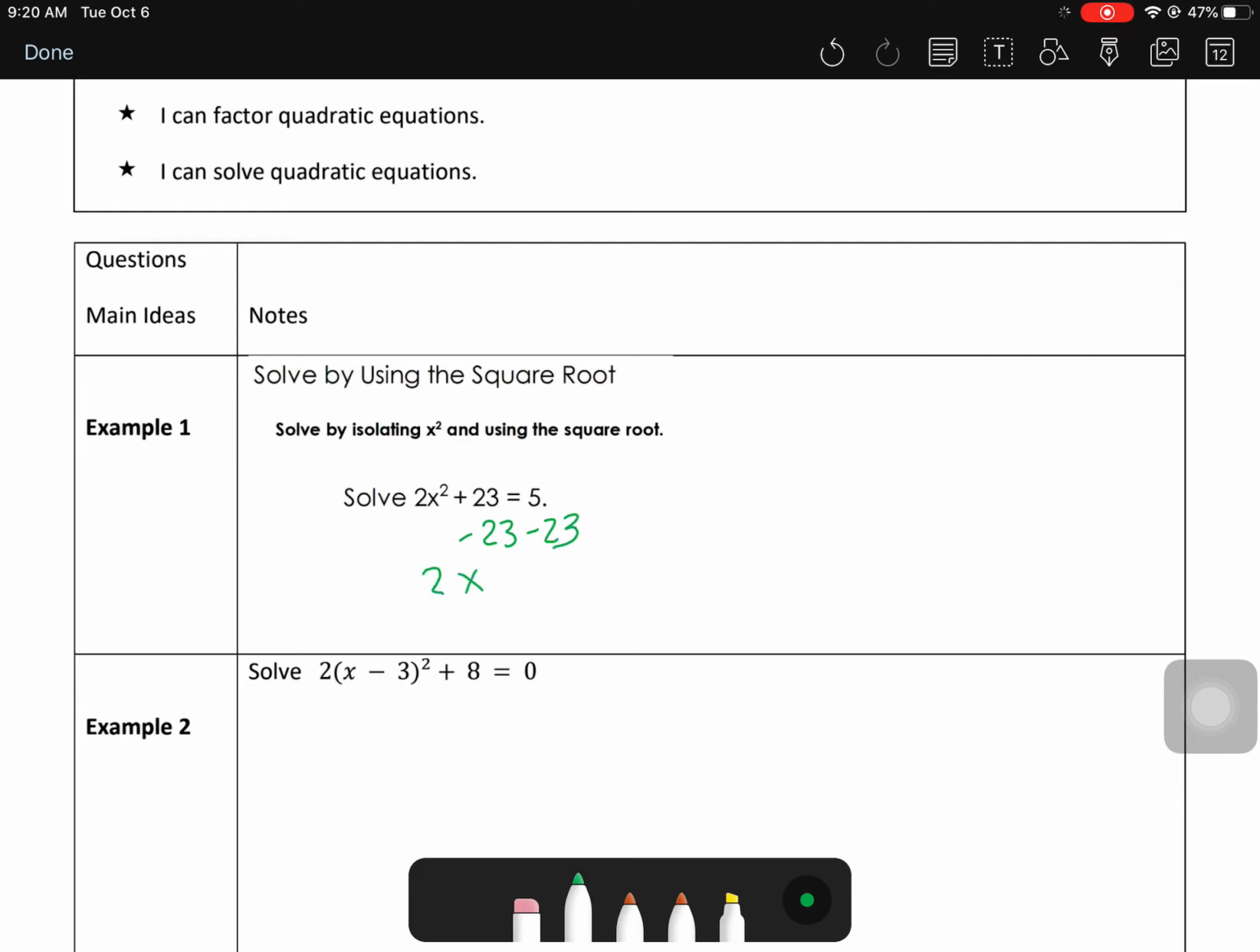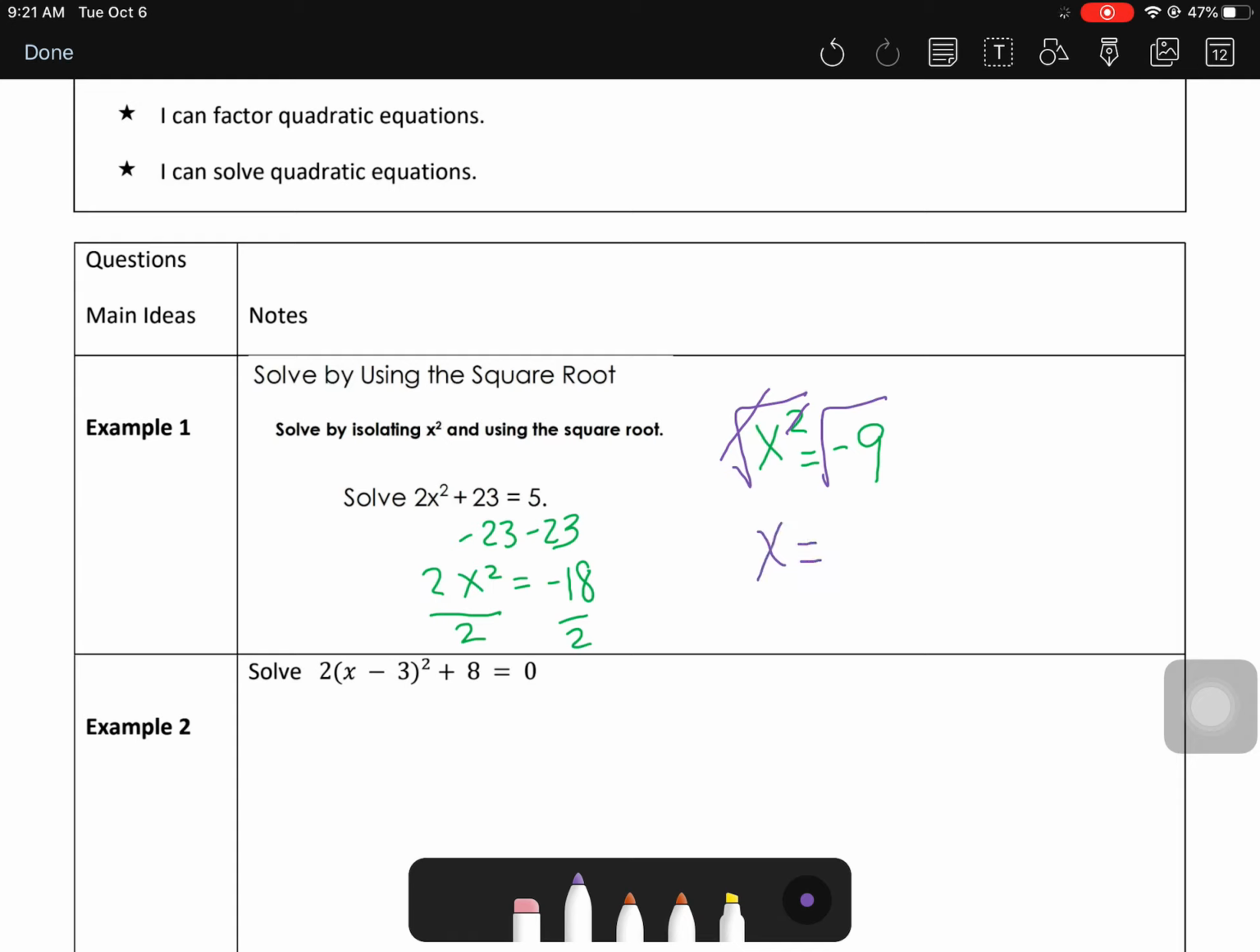So we have 2x squared is equal to negative 18. And then we're going to divide both sides by 2. So we have x squared is equal to negative 9. And once we have isolated the variable, then we want to take the square root of both sides, because remember, a square root and a square are opposite operations and they cancel each other.